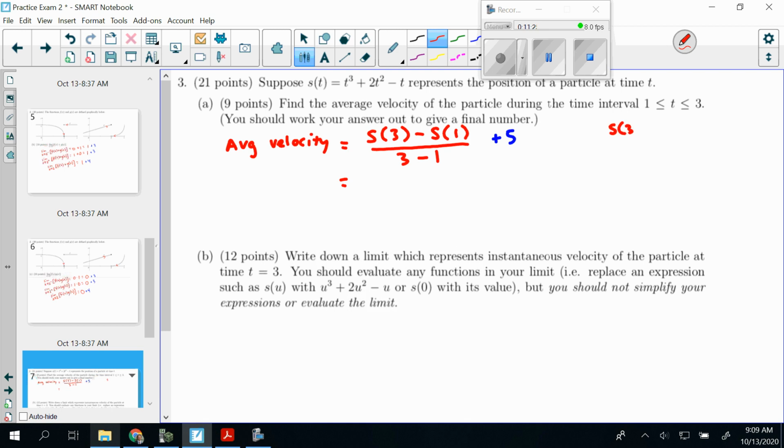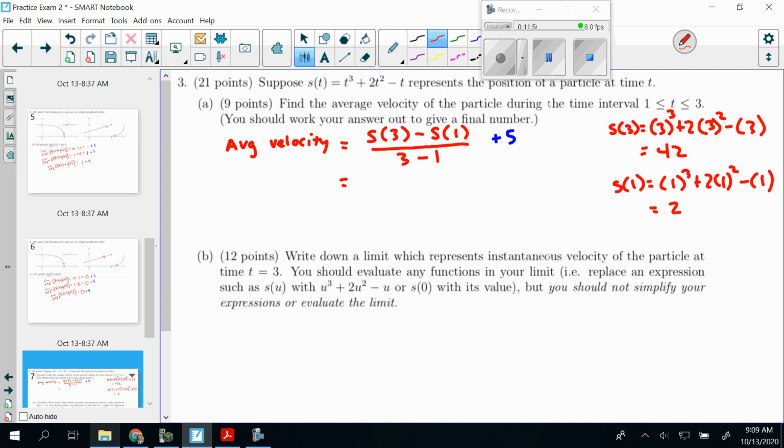So s at 3. That's just plugging 3 in here for all the t's. So 3 cubed plus 2 times 3 squared minus 3. If you solve that out, it should be 42. Do the same with 1 now. 1 cubed plus 2 times 1 squared minus 1. That one's going to equal 2.